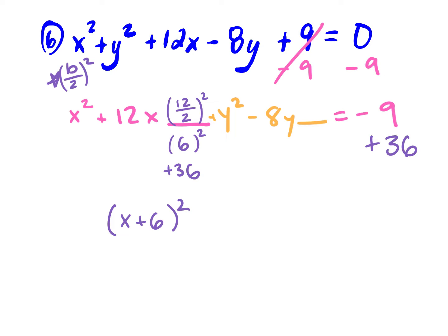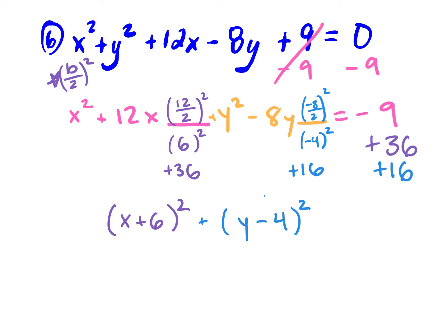We're going to do the same thing with the y's. So again, I have b over 2 squared. What's my b here? Negative 8. So negative 8 over 2 squared. Negative 8 over 2 is negative 4. And what's negative 4 squared? 16. So I'm adding 16 on the left side. I also have to make sure I add 16 on the right side too. And then in my parentheses squared, what's going to go inside? Y minus 4. Perfect.